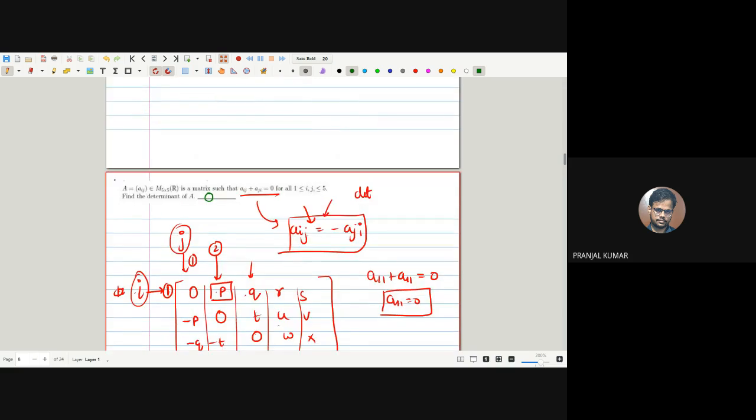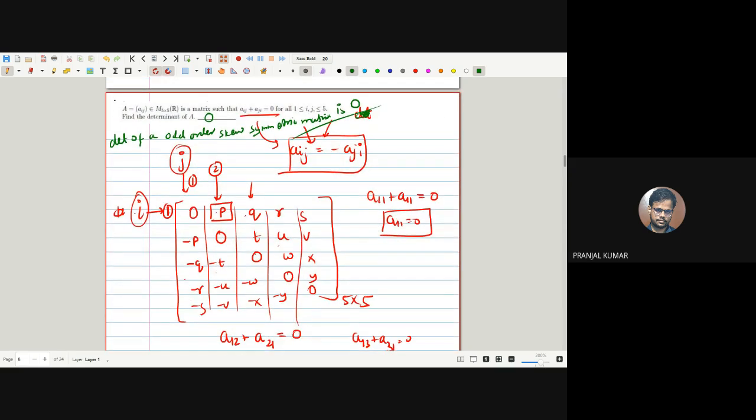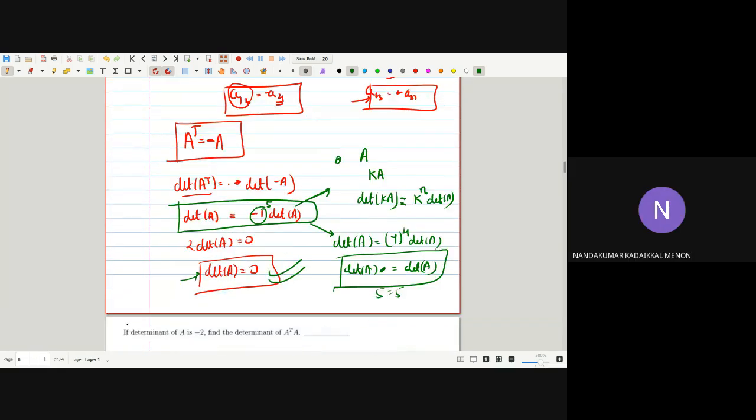So the determinant of an odd order skew symmetric matrix is always 0. Okay, so this is the result. But what about an even order skew symmetric matrix? Then you cannot tell anything. Clear? Yes or no? Yes. Okay.